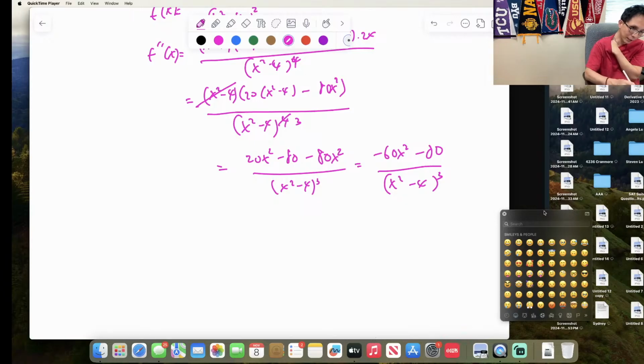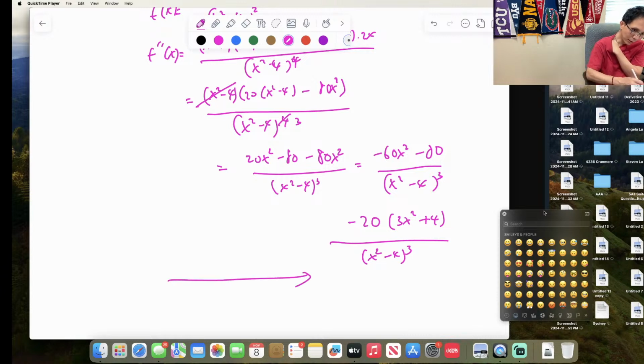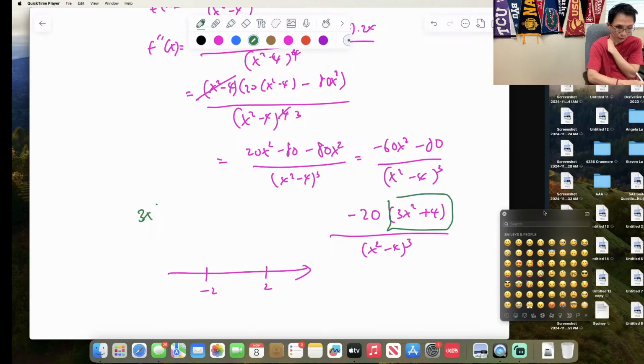So I will do a number line test here. I'll factor out a negative 20, so it'll be 3x squared plus 4 over x squared minus 4 to the third. So in this, I will use negative 2 and 2. Why do I use negative 2 and 2? Because this one doesn't matter. Do you know why 3x squared plus 4 doesn't matter? Yes. Because no matter what, it's never going to be negative. Yeah, so it doesn't have a sign contribution. But you can put it in if you want to. It doesn't help you, doesn't hurt you. But the negative 20 matters because it's going to make everything negative.